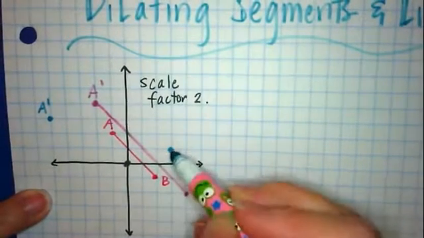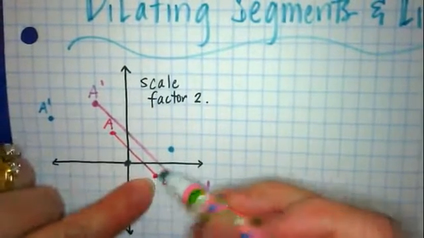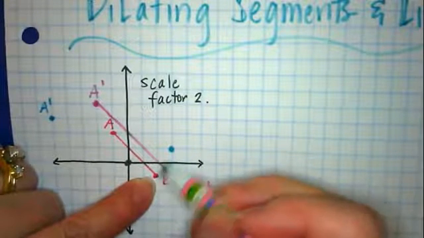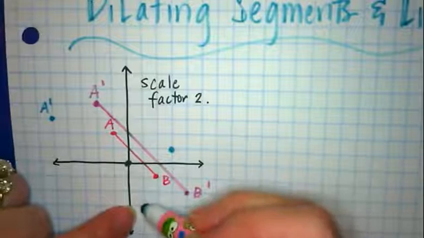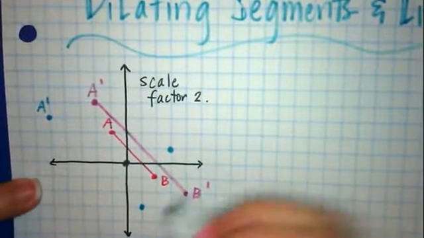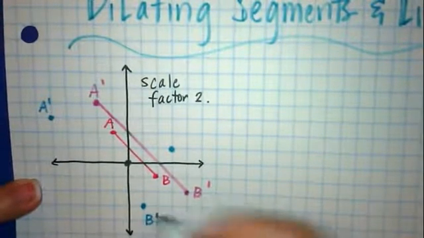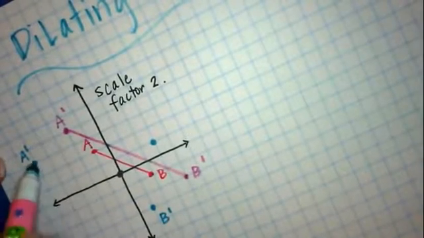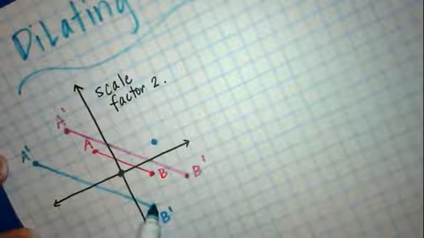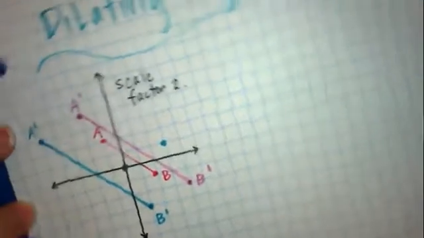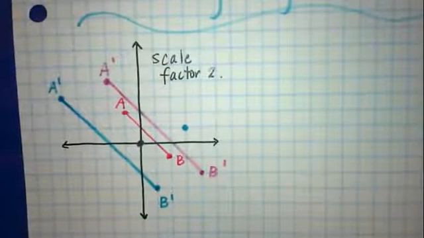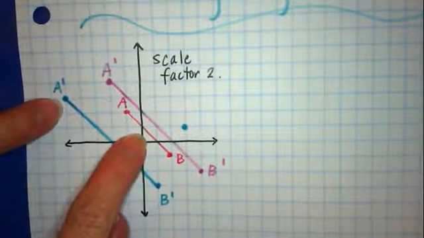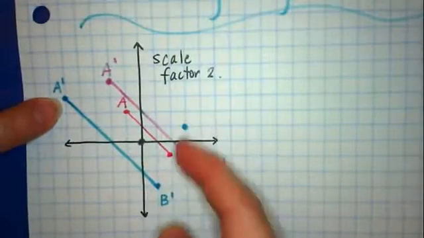From here, our B is left 1 and down 2. So if we scale that by 2, we would go left 2 and down 4. And so here is our B prime from there. And now our segment is right here. And once again, what we've ended up with is a segment that's twice the length of the original, but it's also twice the distance.